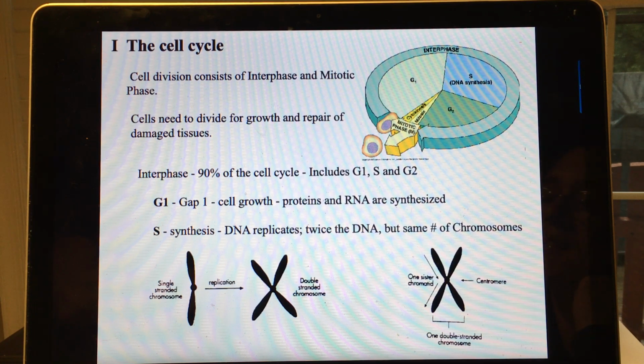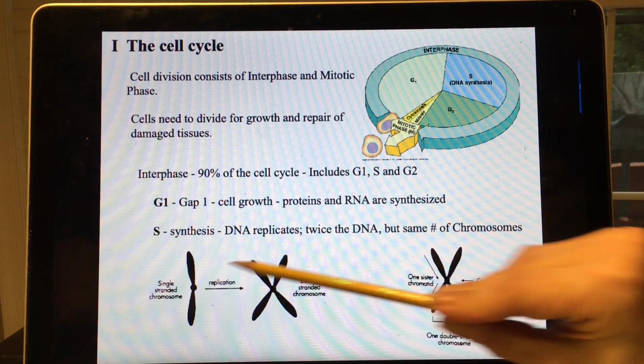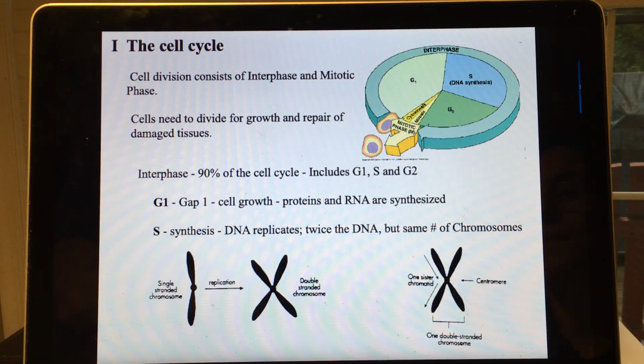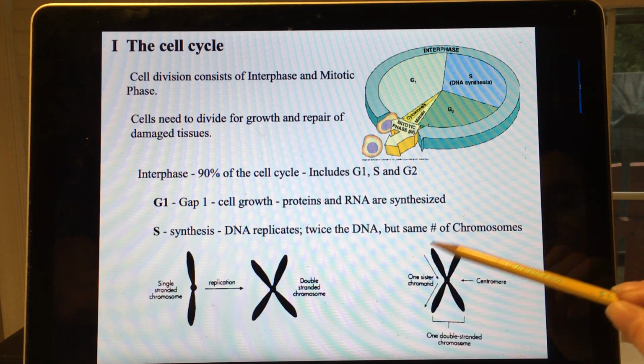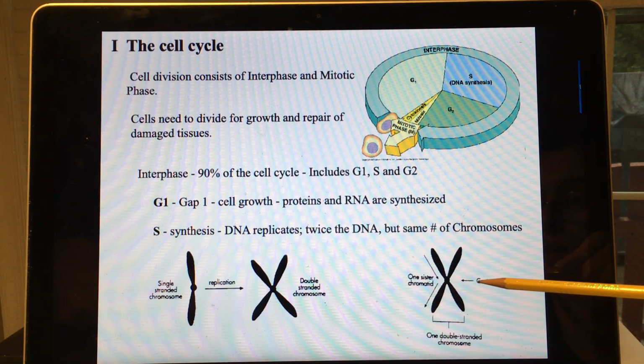During the S phase, the DNA of the cell would be replicating, making an exact copy. And you really never have a change in chromosome number in mitotic cell division, but of course you would have double the DNA because you've gone from single-stranded chromosomes right here to double-stranded chromosomes. So even though there are two strands in this chromosome, it's still one chromosome.